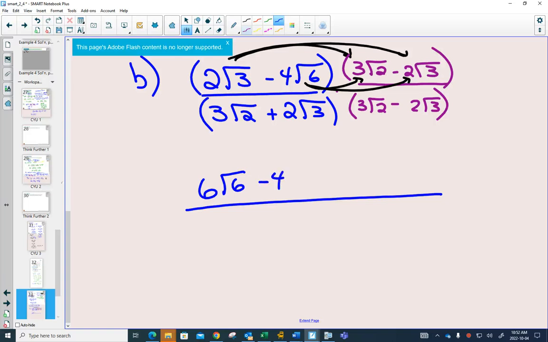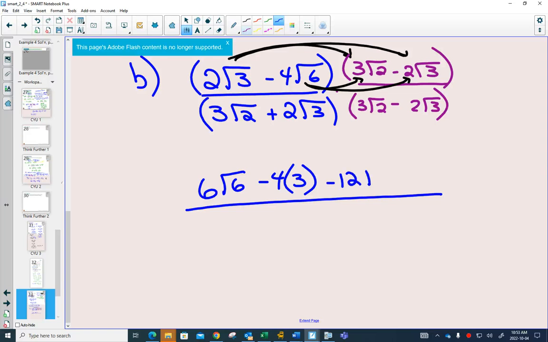Root 3 times root 3. Are you okay that I do the shortcut here? Root 3 times root 3 is going to be root 9. I'm just going to write a 3 in brackets, because whenever you multiply a square root by itself, the square root's going to go away. Then I have minus 4 times 3, minus 12.